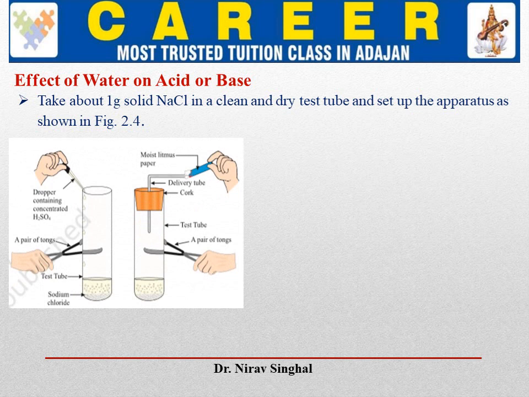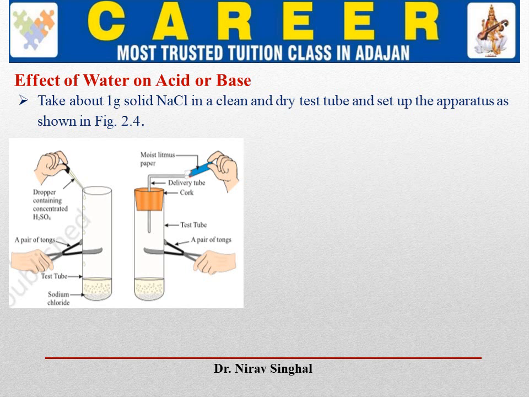Now, as you can see, in test tubes A and B, 1 gram of sodium chloride is placed. With a pair of tongs or forceps, we hold the test tube. Here, sulfuric acid is added to the NaCl. After adding sulfuric acid, cover the mouth of the test tube with a stopcock and insert one delivery tube through it, so whatever gas is released by the reaction of NaCl and sulfuric acid can enter this delivery tube.